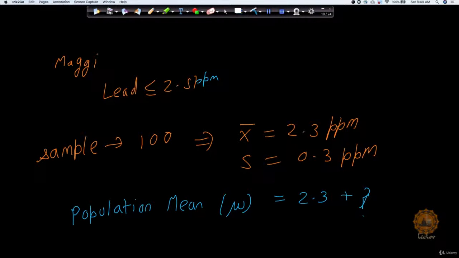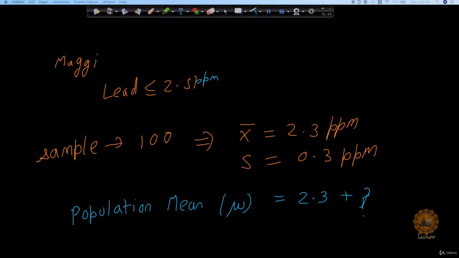Now, let's say somebody made a complaint that that's not the case, and they take a sample of 100 Maggi packets and started looking at what the lead level is going to be. And they find out that the mean is 2.3 ppm. Now, since I already have the data of 100 samples, I can also calculate the sample standard deviation, which is going to be 0.3 ppm.